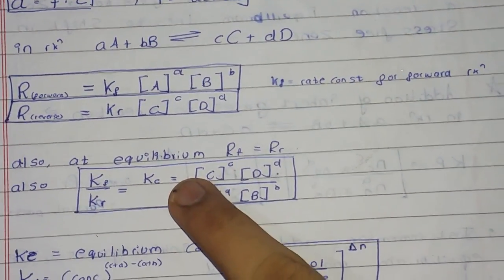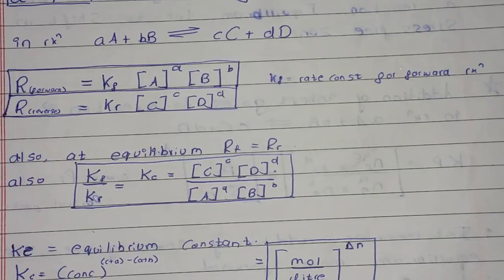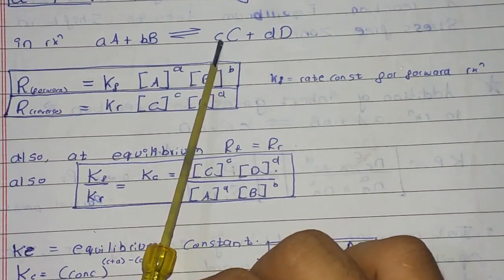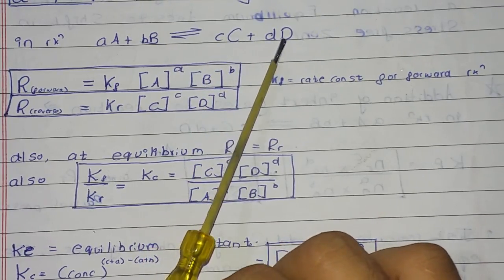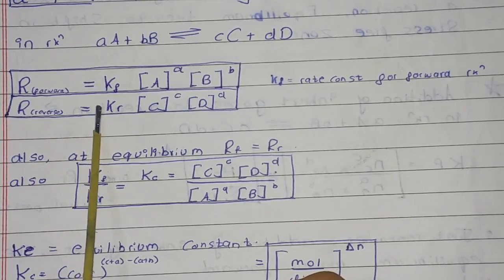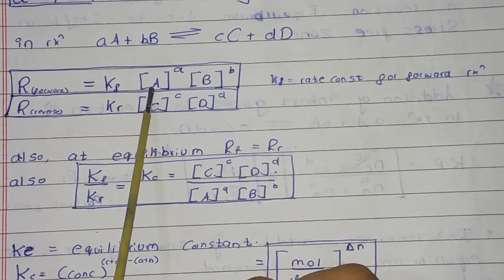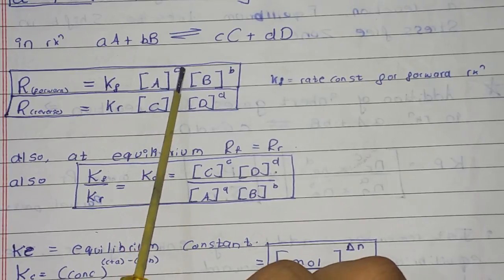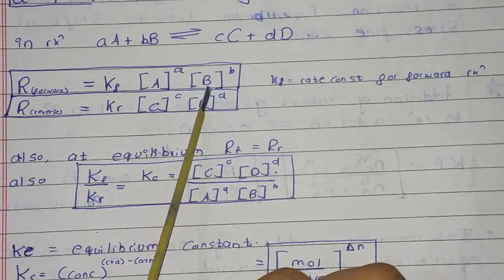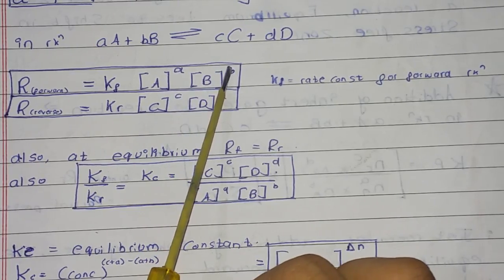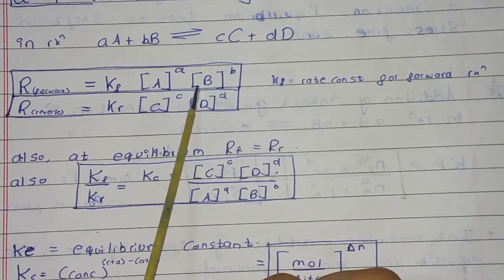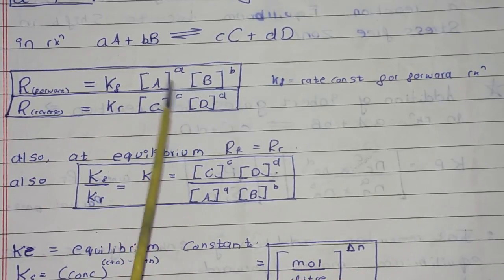Now let's see what is actually chemical equilibrium. In a reaction where a moles of A plus b moles of B are forming c moles of C plus d moles of D, the rate of forward reaction is Kf into the concentration of A to the power of its stoichiometric coefficient, into the concentration of B to the power of its stoichiometric coefficient, respectively. That is the rate of forward reaction. Since it's forward, these are reactants A and B.